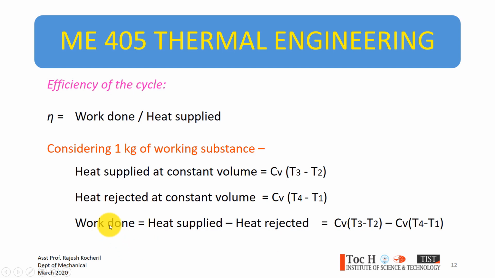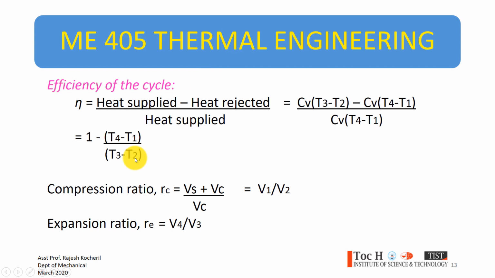Now we can say that the work done is heat supplied minus heat rejected. In an IC engine, the work done is heat supplied minus heat rejected. Heat supplied is Cv into T3 minus T2 and heat rejected is Cv into T4 minus T1. Therefore, the work done in an Otto cycle is Cv into T3 minus T2 minus Cv into T4 minus T1.